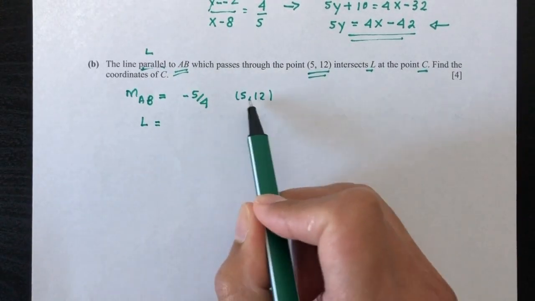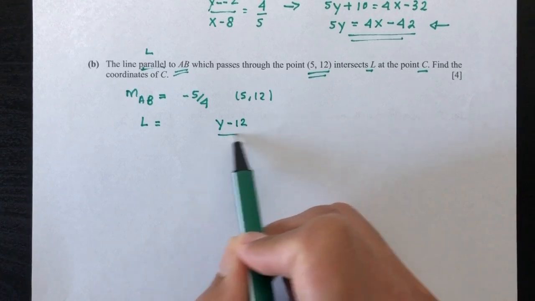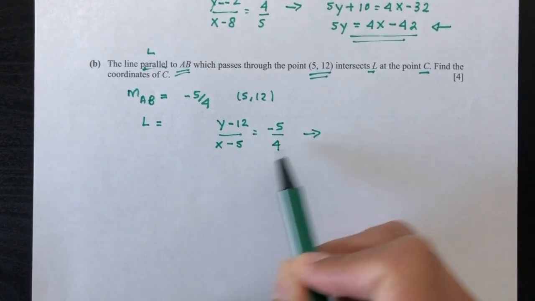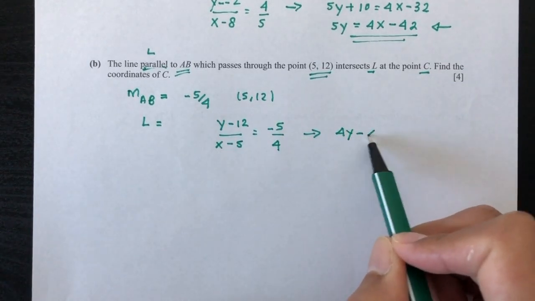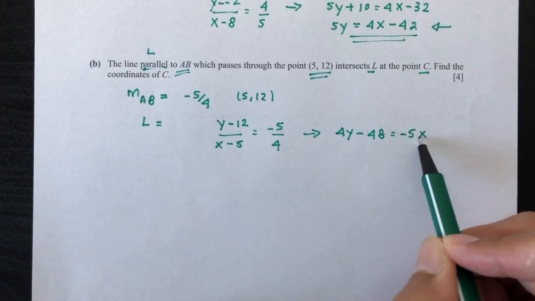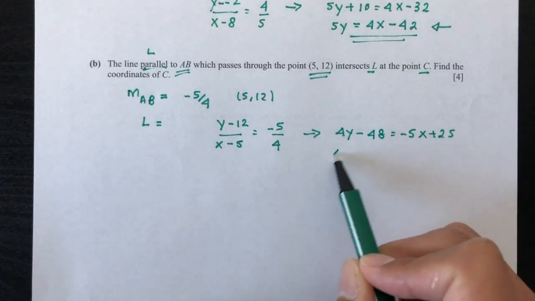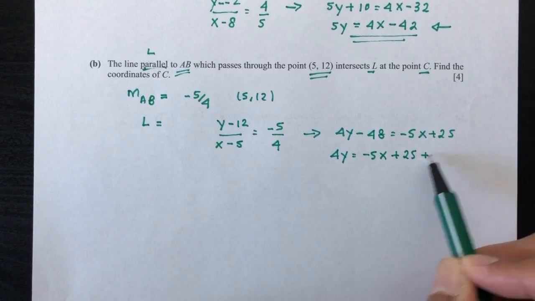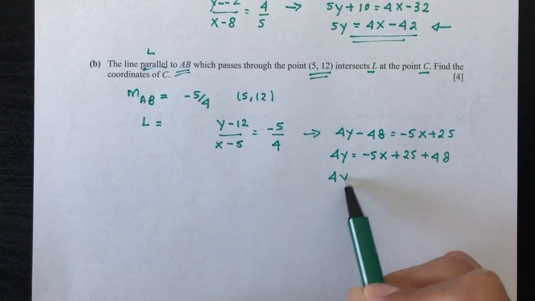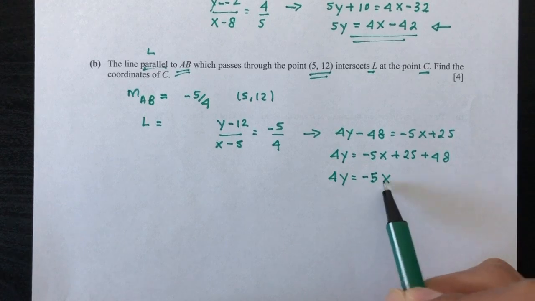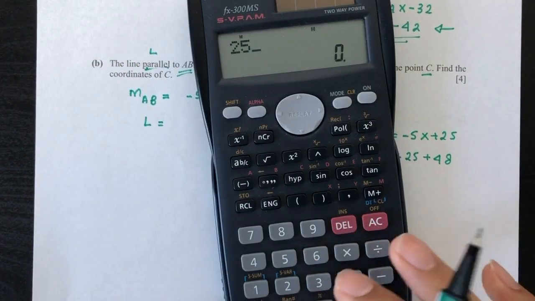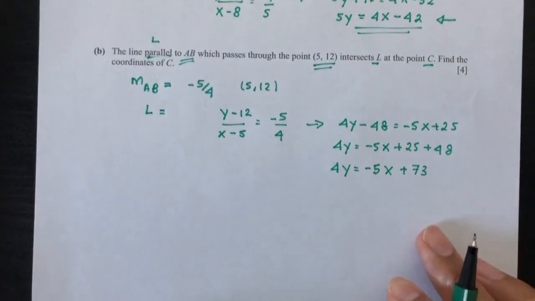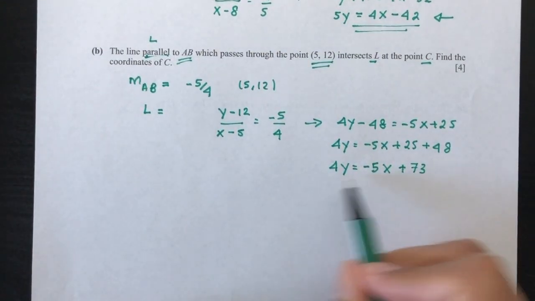Since we have a point, (y minus 12) over (x minus 5) equal to minus 5 over 4. Now we cross multiply, it becomes 4y minus 48 equals minus 5x plus 25. So 4y equal to minus 5x plus 25 plus 48. So simplify again, that will be minus 5x, and then what is 25 plus 48? That will be 73. So this is our equation of the line L.